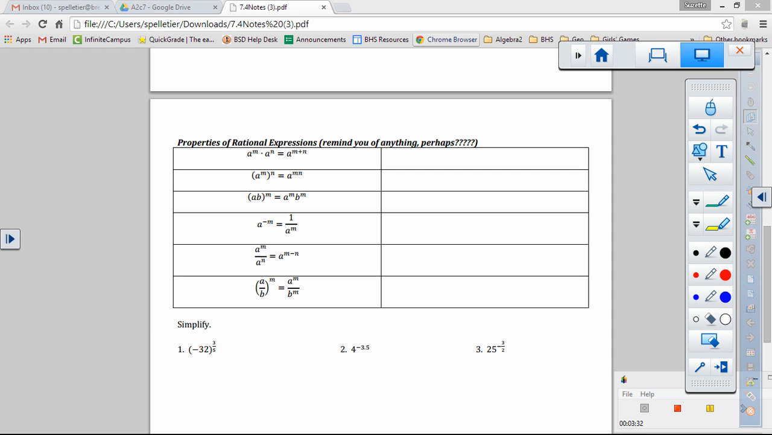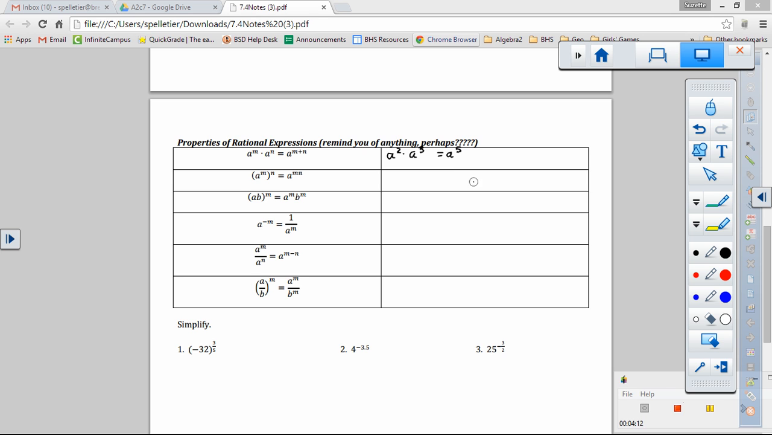We have a to the m times a to the n equals a to the m plus n. To prove that, let's use an example. These are the same bases, but they have different exponents. So let's do a squared times a to the 3rd. According to this rule, I'm supposed to add the exponents and get a to the 5th.